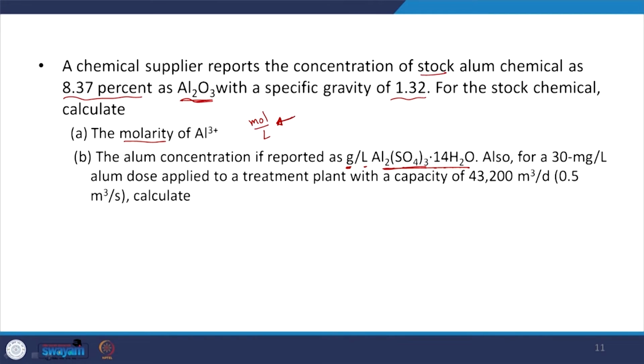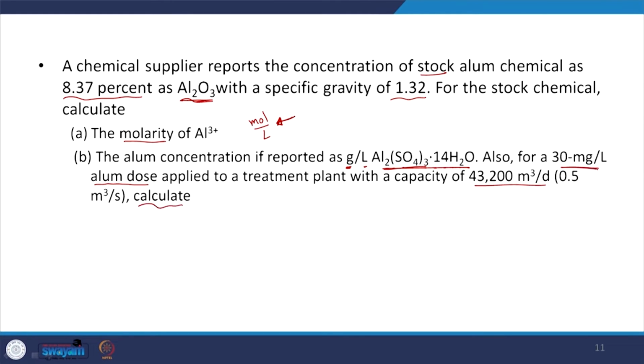So, right, it is reported as grams of Al2(SO4)3·14H2O. And also for a 30 milligram per liter alum dose, with a flow requirement of this, right, we will calculate, we will look at that.